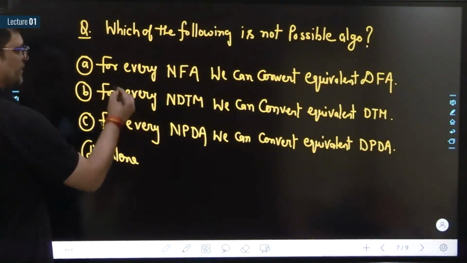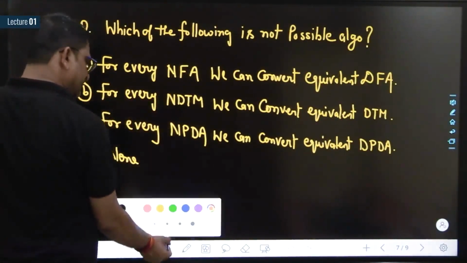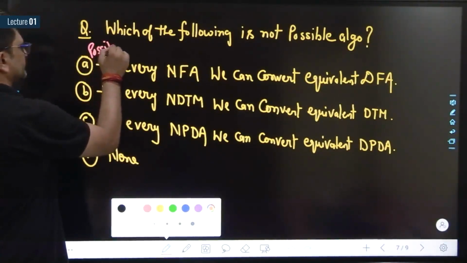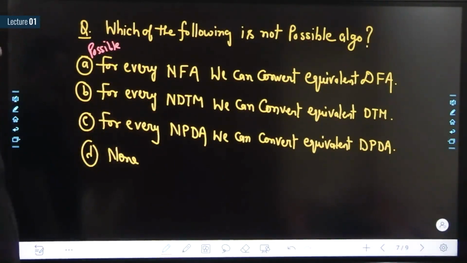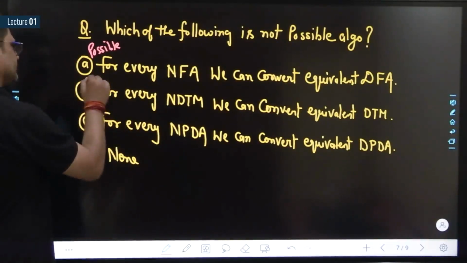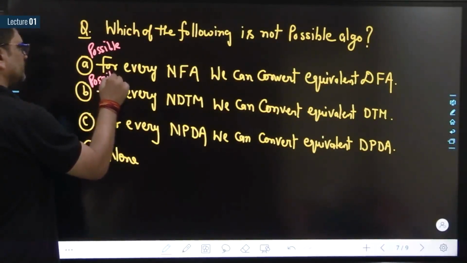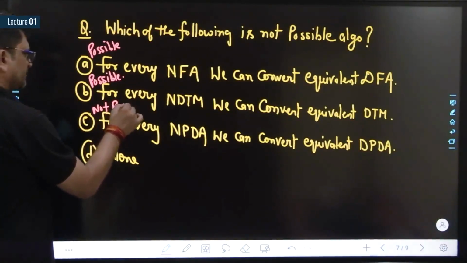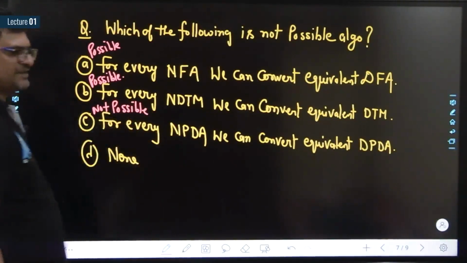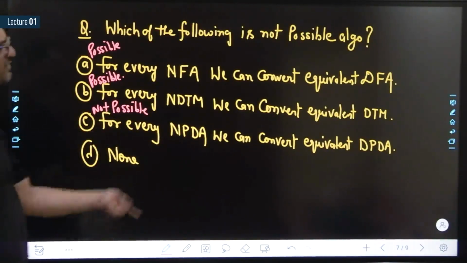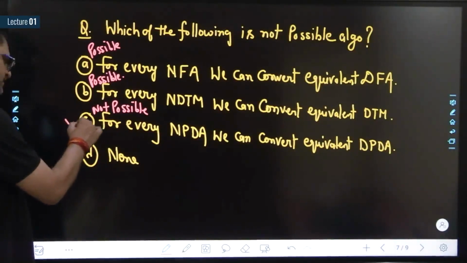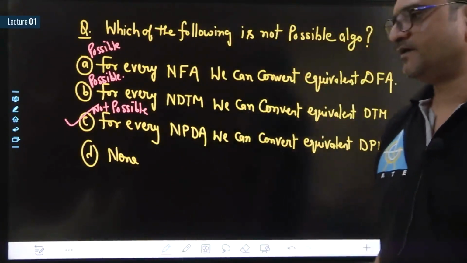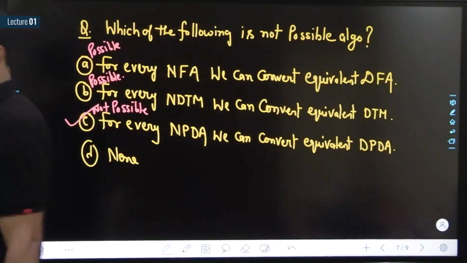For every NFA, we can convert to an equivalent DFA. Yes, this is possible. For every non-deterministic Turing machine, we can convert to an equivalent deterministic Turing machine. Yes, this is also possible. Not possible: for every NPDA, we cannot convert to an equivalent DPDA. So the answer is C. Clear? Very good.